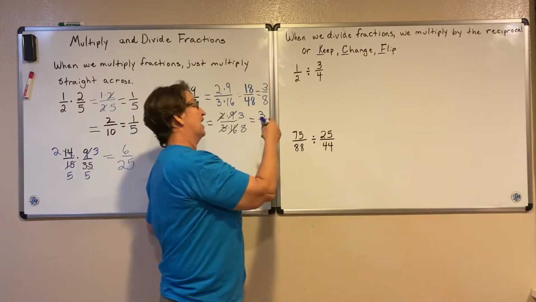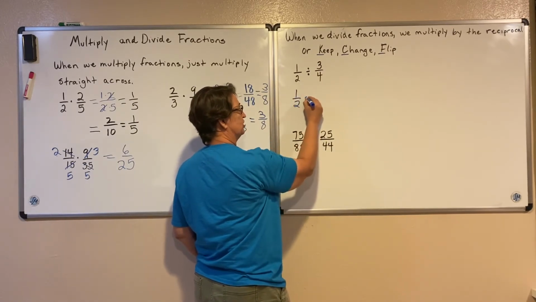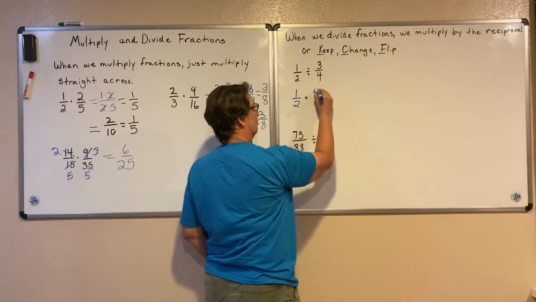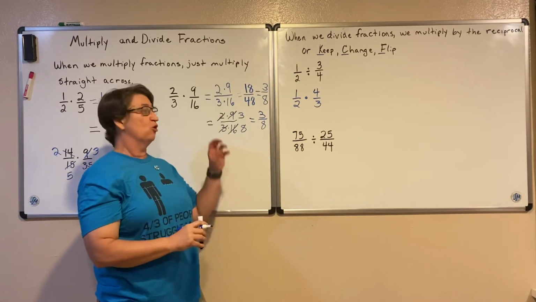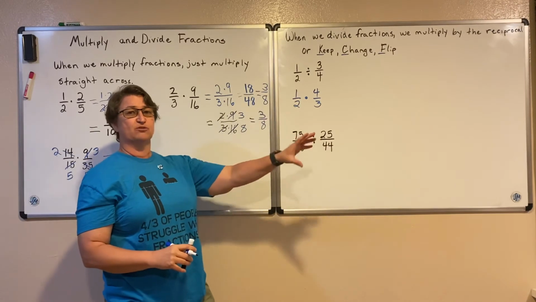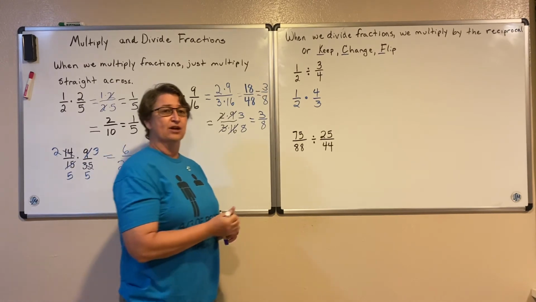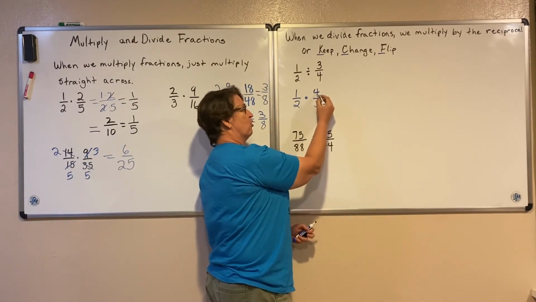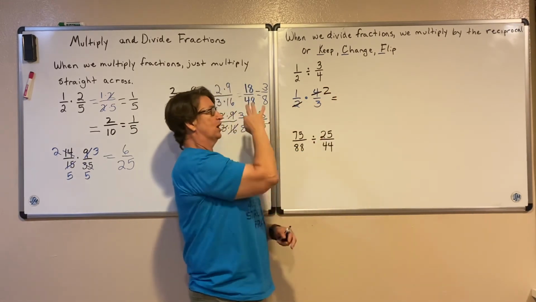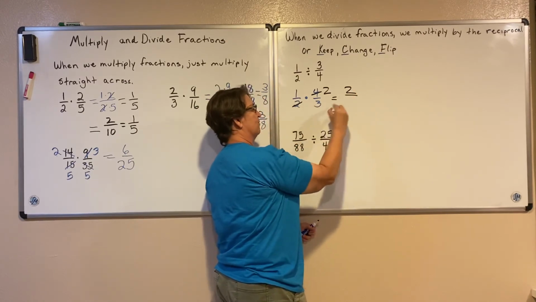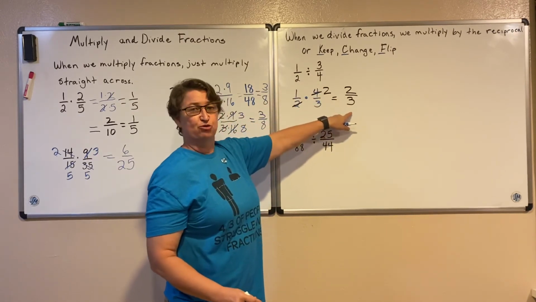So I'm going to do exactly that. I'm going to keep my first one. I'm going to change my sign from division to multiplication, and then I'm going to flip the second one. Now we're just back to multiplication, right back to where we were before, where we're just going to multiply straight across. Top times top, bottom times bottom. And if we can simplify to begin with, let's go ahead and do that. So for instance, here, I see a 4 divided by 2, which equals 2. So on top, I end up with 2, and on bottom, I end up with 3. So 1/2 divided by 3/4 gives me 2/3.